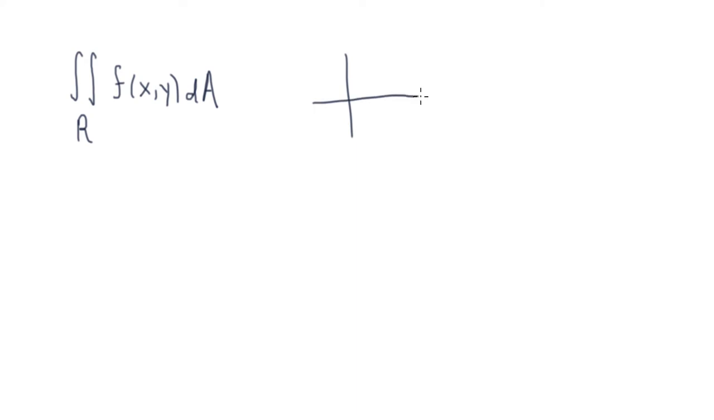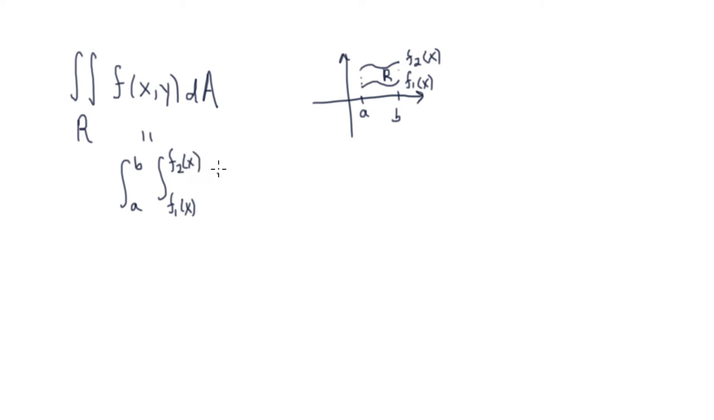So our region looks something like this. Maybe our region is bounded between two functions of x like this, and so we can just really easily say, okay, here's our first function of x, here's our second function of x, here's our region R there, and so this integral we can write as the integral from a to b of the integral from f1 of x to f2 of x, and then integrate our function, and then we write this area element as just dx times dy.